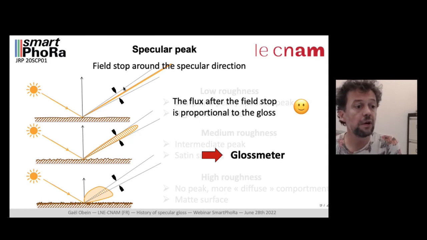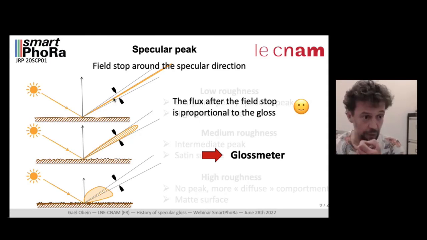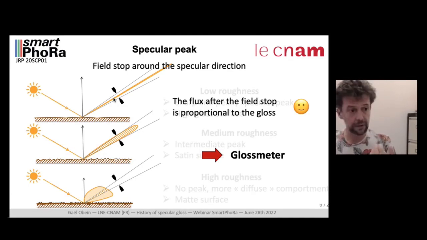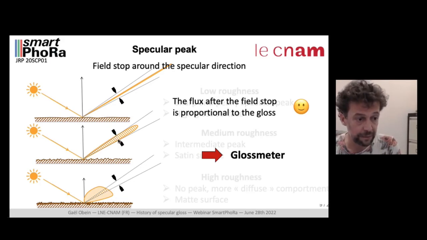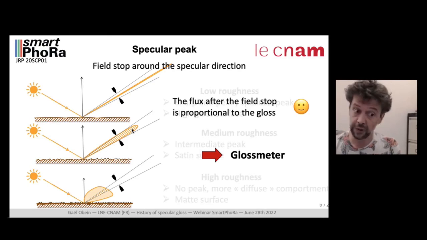here it's very glossy. All the light goes through the aperture because the peak is sharp. So you have a high signal for a high gloss. Here you will collect less light, because a little of that light is not in the specular, it will be stopped by the field stop. And so the signal, if you collect the flux, will decrease. It's good because the gloss is decreasing.